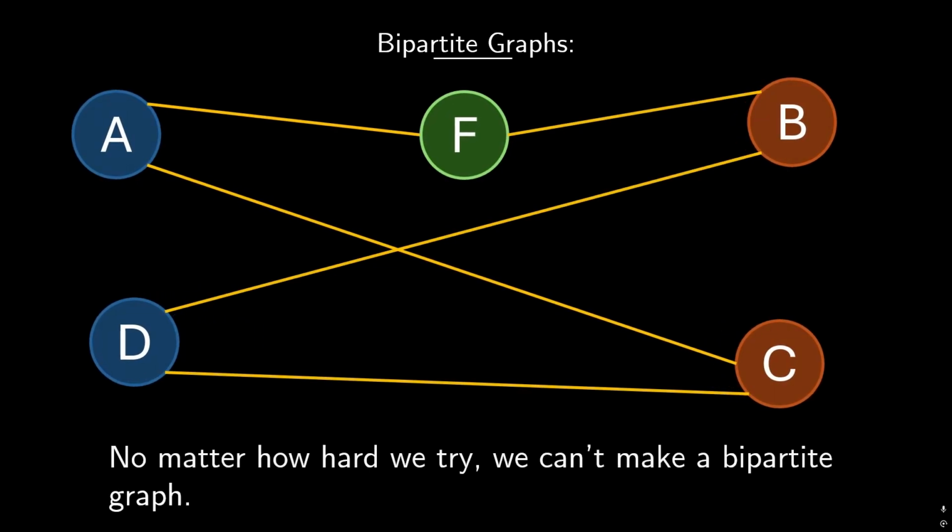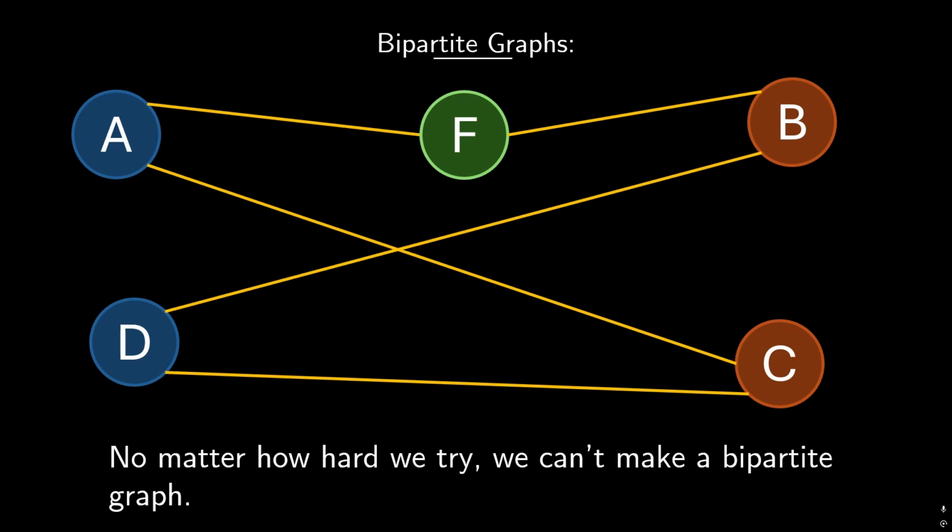So no matter how hard we try, we can't actually make a bipartite graph. Okay, so for example, if I put A and D on the left set and I put B and C on the right set, you can see how F, it doesn't matter where we put F, it's going to cause an edge to happen somewhere, right?